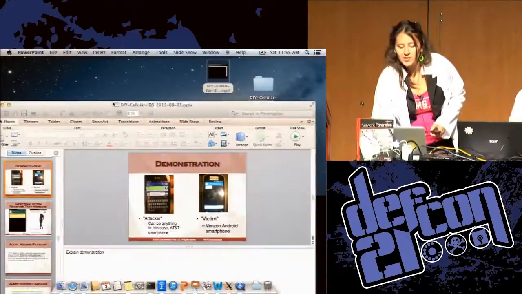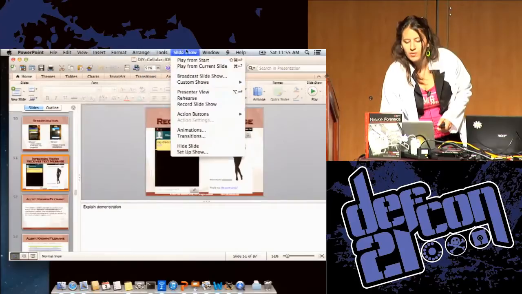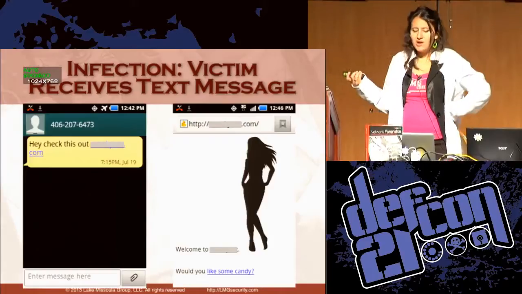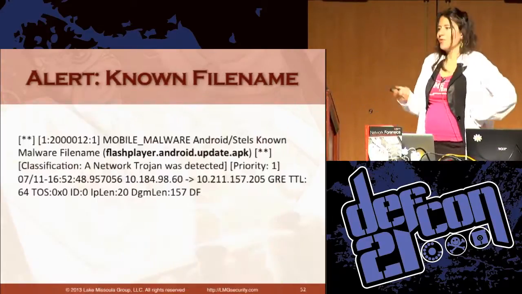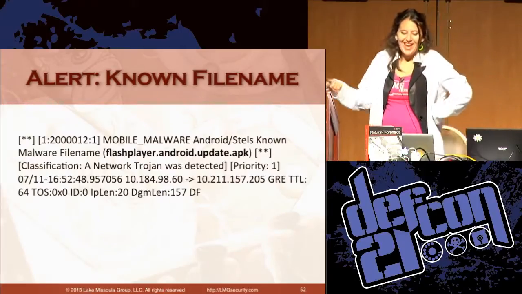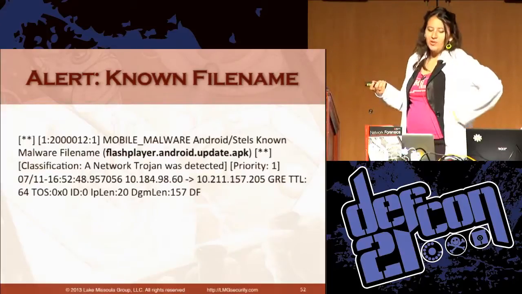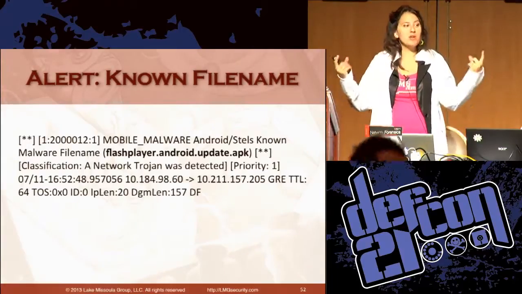Okay, so let's dig into Stealth in a little more detail and walk through this a little more slowly. All right. So here you see the text message we sent, hey, check this out, sneakynet.com. And here's, welcome to SneakyNet, would you like some candy? We just saw that. And unfortunately, David clicked on the link, got his phone infected. And we saw this first alert in there. It went by pretty quick. There was an alert on the malware file name, flashplayer.android.update.apk, because it appeared in that website.